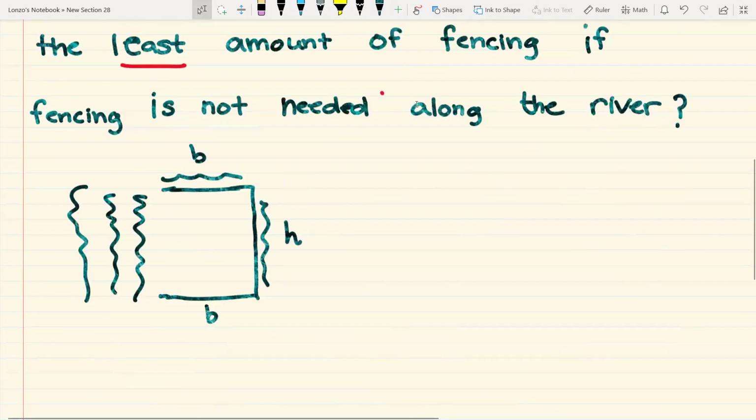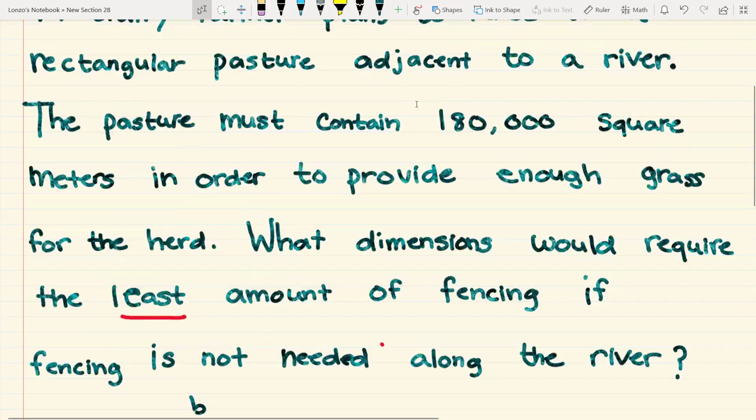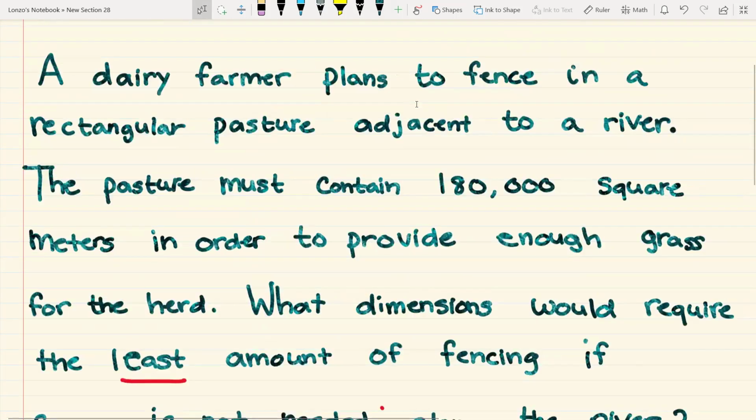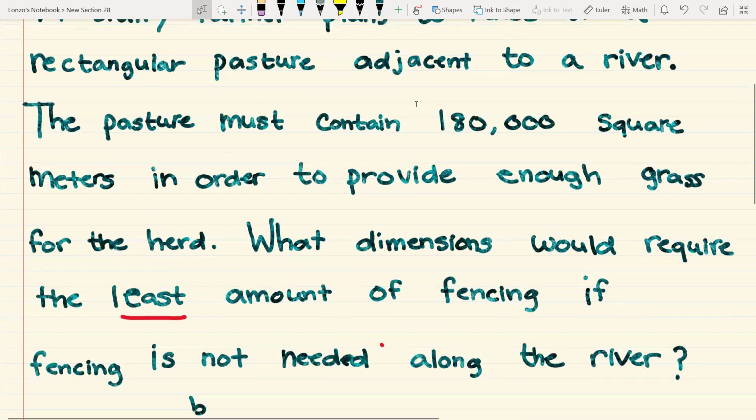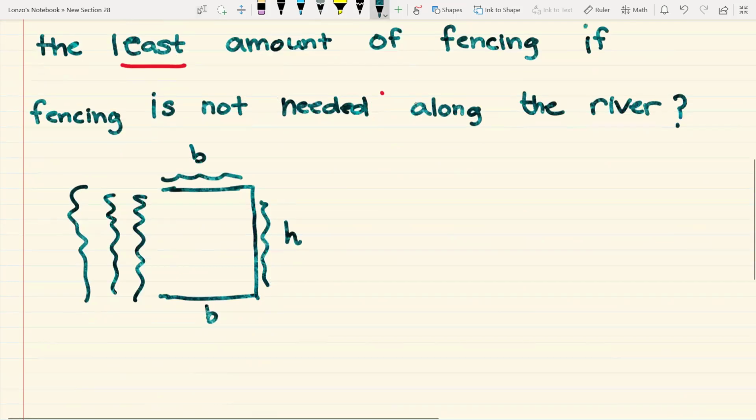Then we have to come up with two equations. So they tell us that the pasture must contain 180,000 square meters in order to provide enough grass. So that's like the area. So the area of this would be base times height, and it has to be greater than or equal to 180,000.